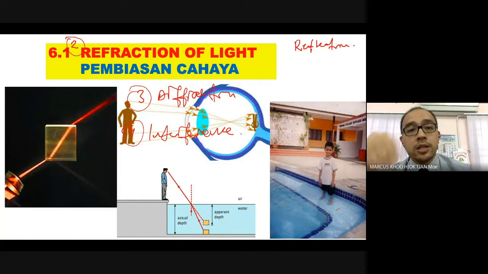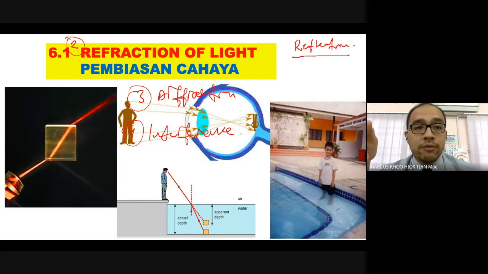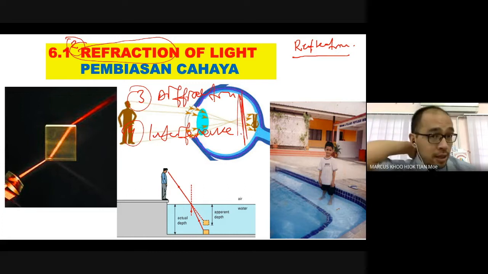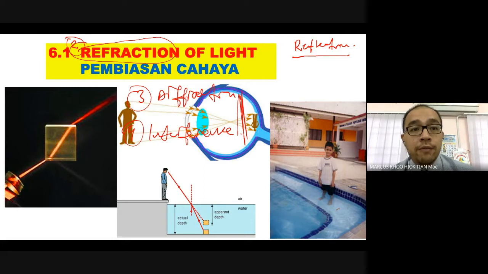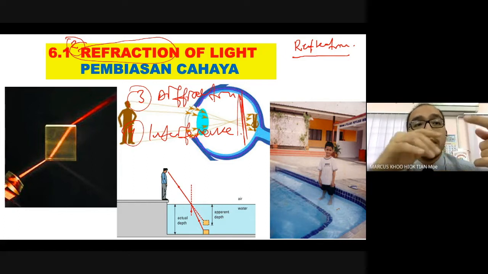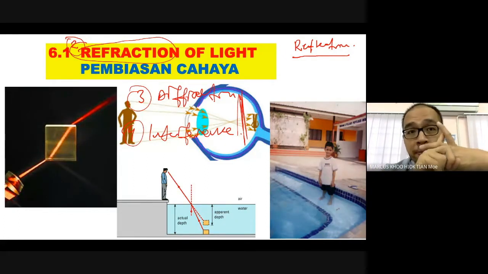But in this chapter, when we look at light, we are only looking specifically at two phenomena, which is reflection, and the second one is refraction. We're not really going to focus on diffraction and interference. We are only going to look at these next year, in Form 5. And so I want to start off by reminding you that everything that you learn in Chapter 5 about reflection, refraction, especially these two, will be very important in this chapter.